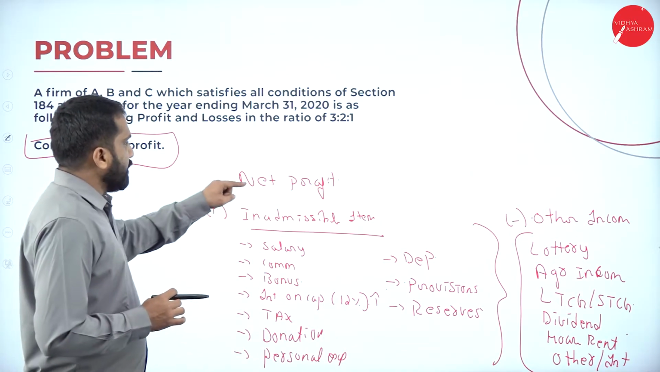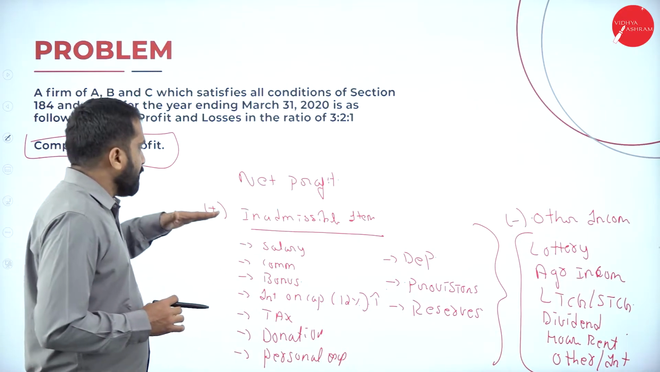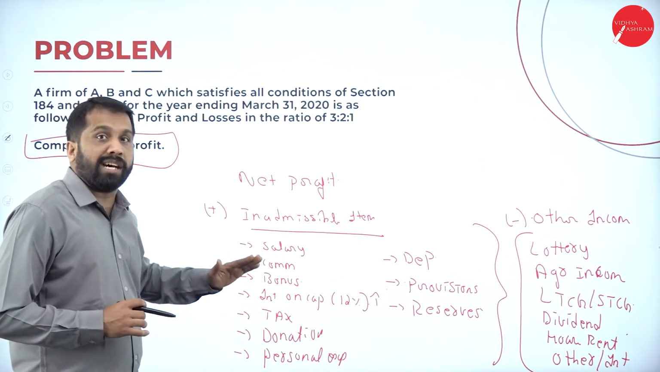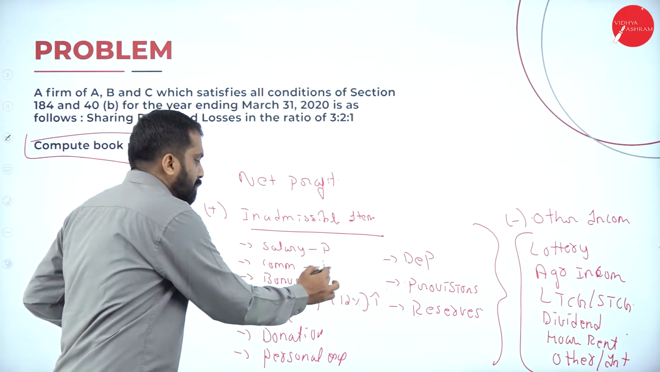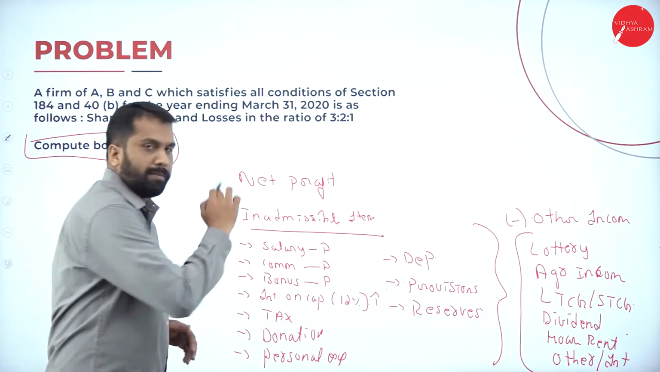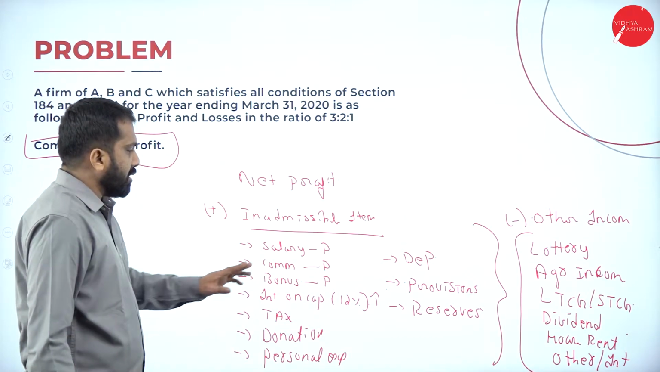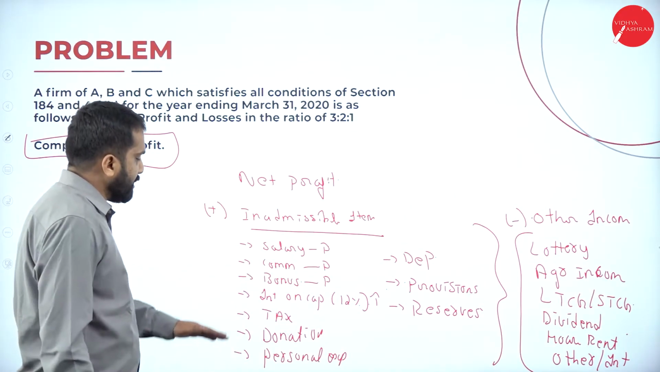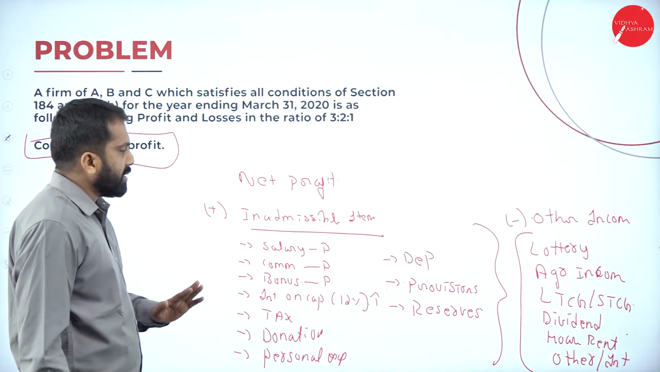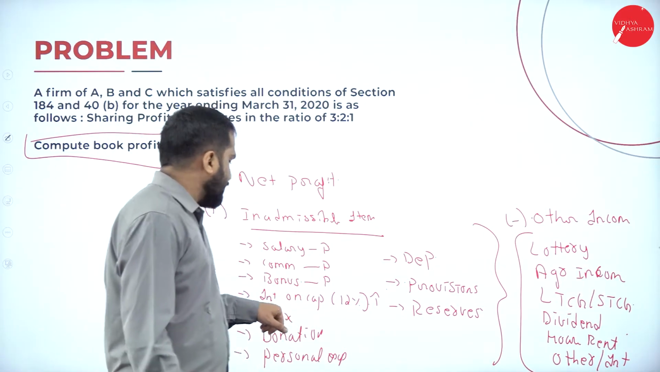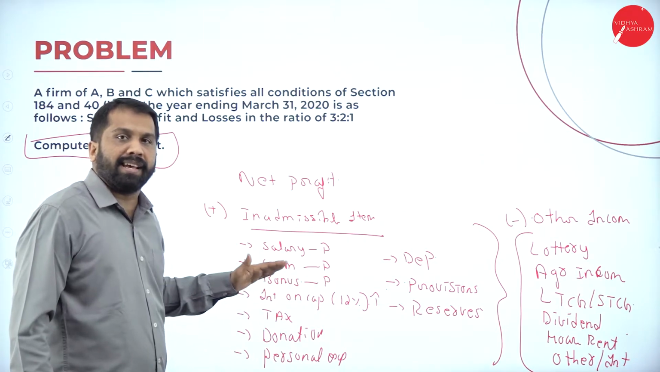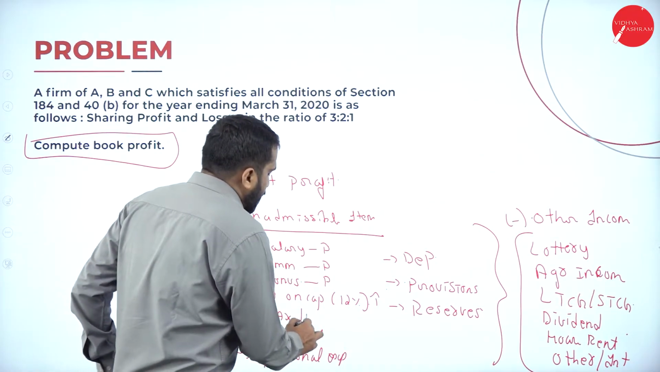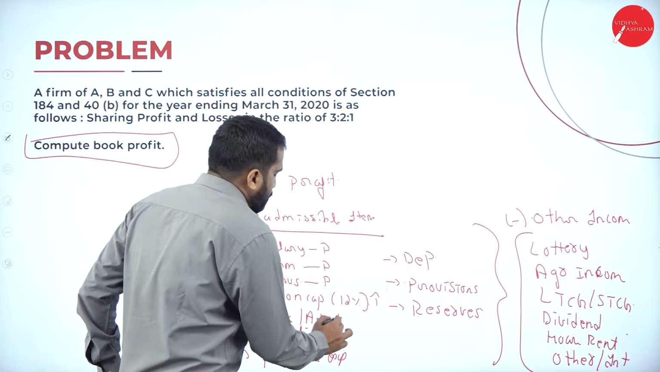Simple. Net profit, add inadmissible items, which are those? Salary of partner, remember, commission of partner, bonus of partner, interest on capital excess of 12%, tax, donation, personal expenses, tax. Remember, even advance tax also is part of this, inadmissible. I'll mention here, advance tax also.